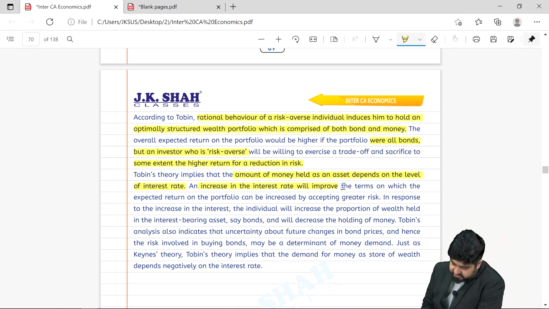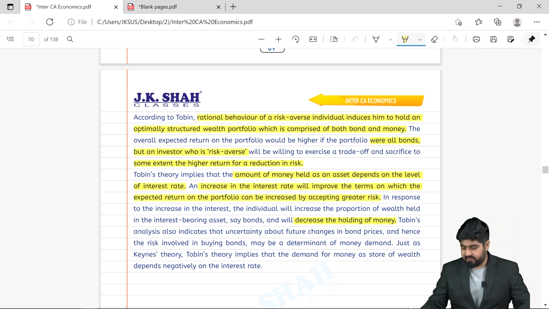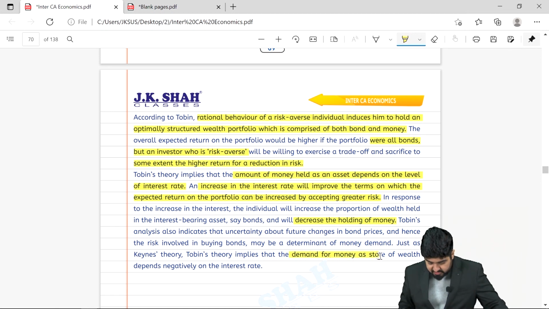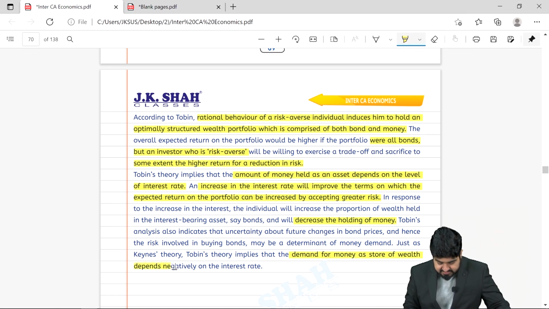Increase in interest rate will improve the terms on which the expected returns on the portfolio can be increased by accepting greater risk. In response to that increase in interest rate, individual will increase the proportion of wealth held in the interest bearing assets, say bonds, and will decrease the holding of money, and the same will happen vice versa. So it implies that demand for money as a store of wealth depends negatively on the interest rate.